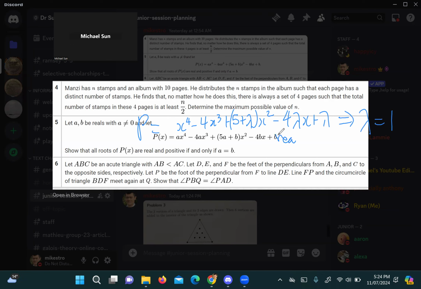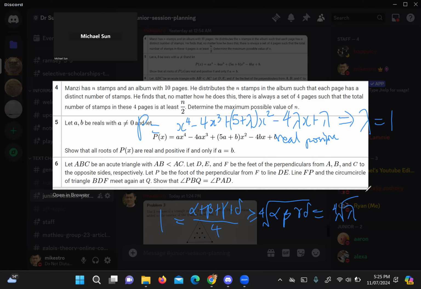So if it's real and positive, we've already dealt with one case. So we got by AM-GM that the sum of the roots is greater than or equal to the product of the roots to the 4th power, yeah? But this is just equal to 1. And this is equal to the 4th root of lambda, yeah? So lambda is less than or equal to 1. Yeah.